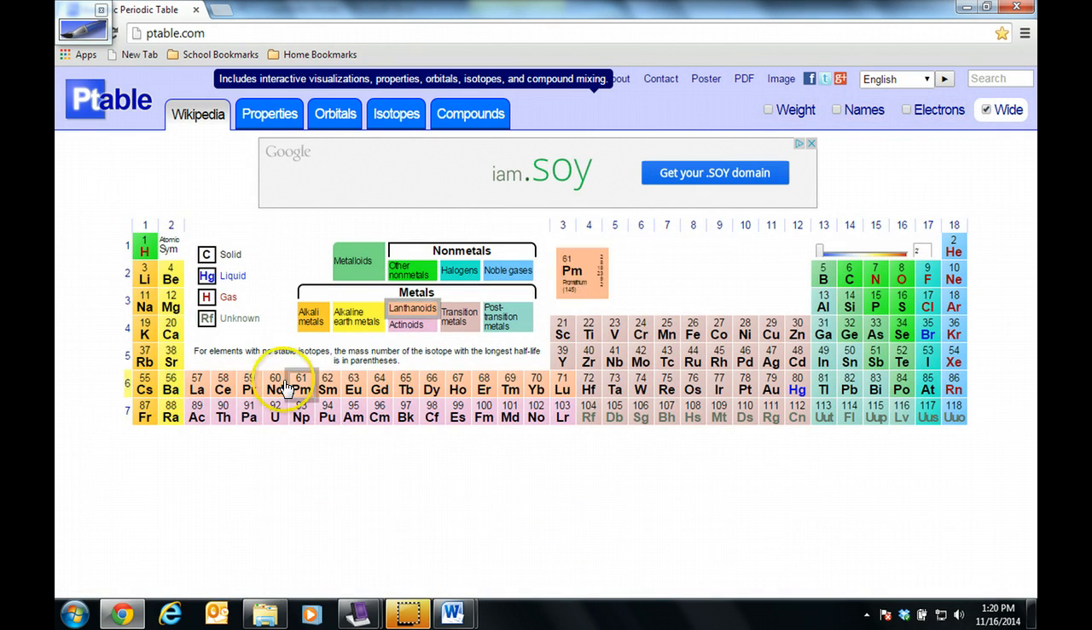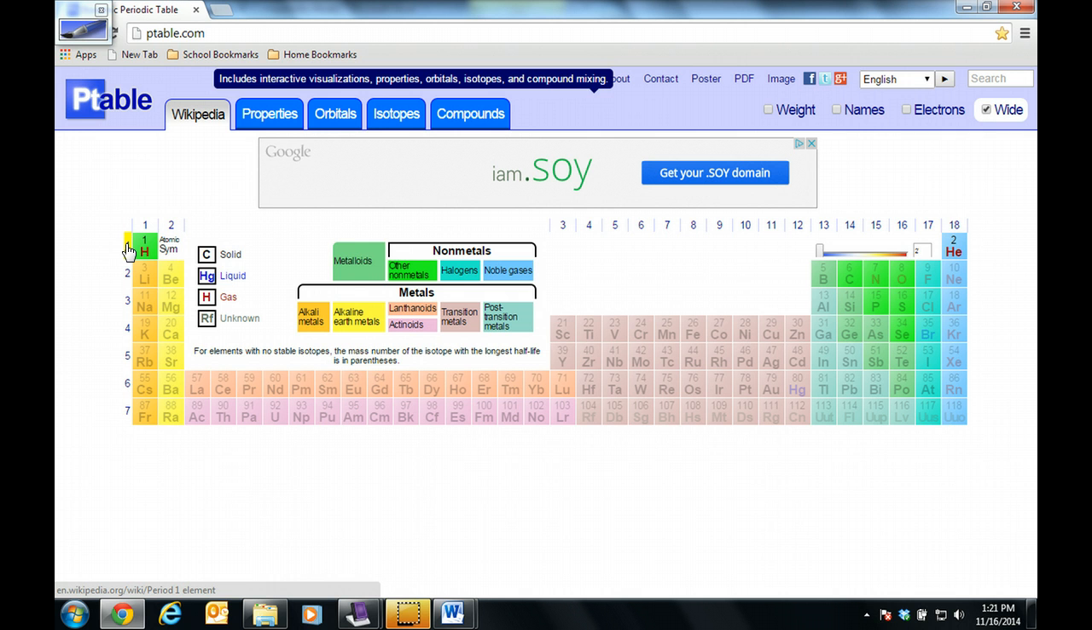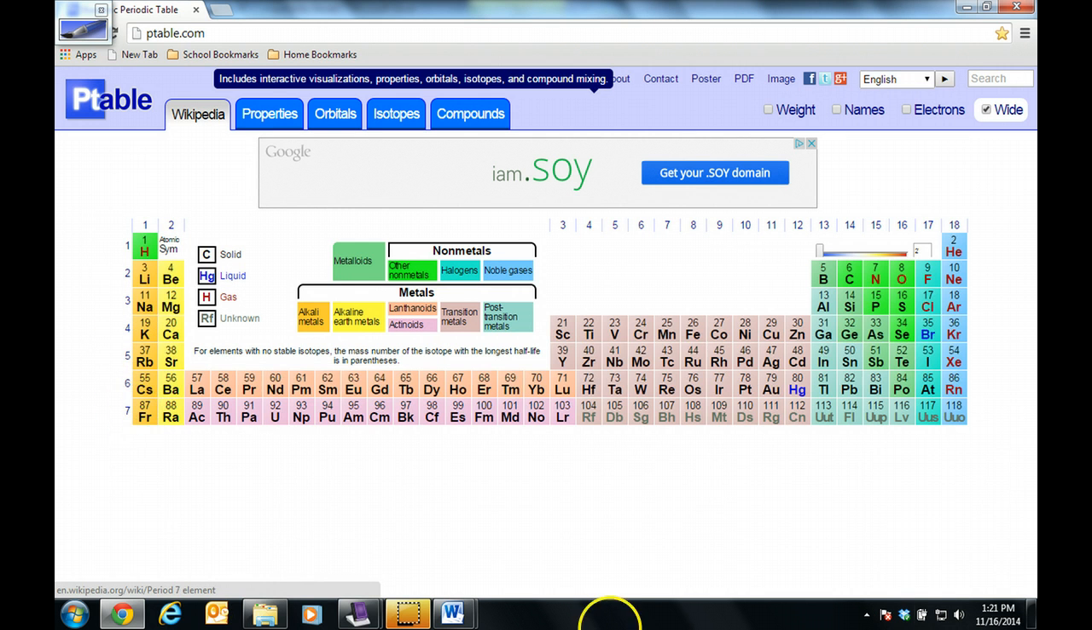Those 2 rows are inserted right here, and atomic number really does go up by 1 as you go left to right. But now look, I'm going to put my cursor over row 1. Look how many elements are in row 1: 2. Look how many are in rows 2 and 3: 8. Look how many are in rows 4 and 5: 18. If you count all the way across, there are 18. And rows 6 and 7 have 32. So there you go: 2, 8, 8, 18, 18, 32, 32.